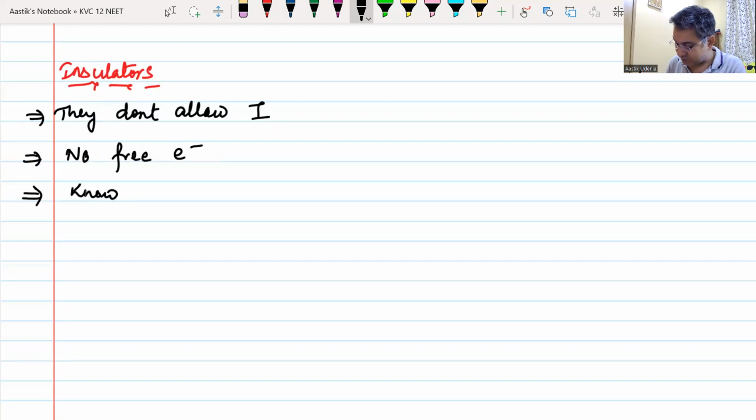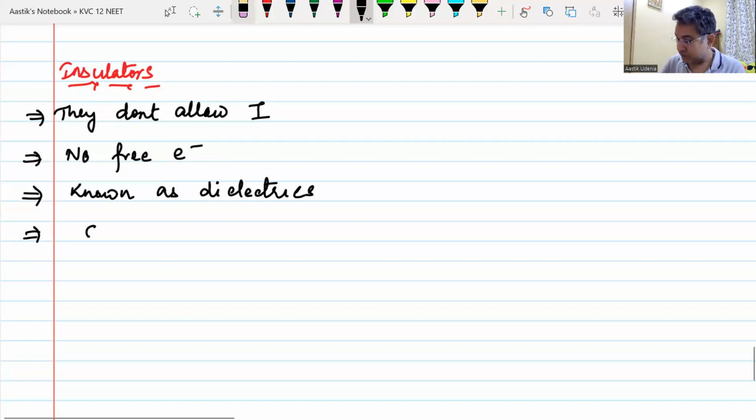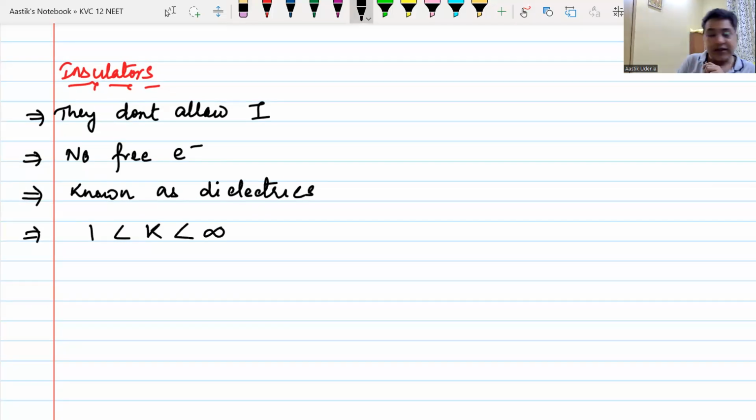Do we remember the term dielectrics? Okay, great. The dielectric constant lies between 1 and infinity in this case. You can also write the dielectric constant for a conductor. Let me just go back and add this point as well.